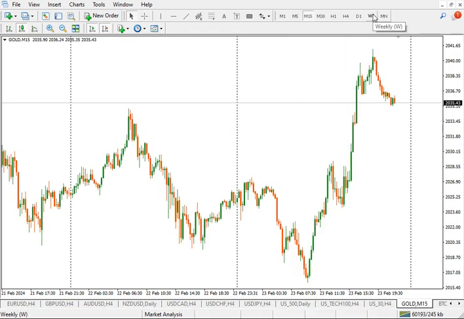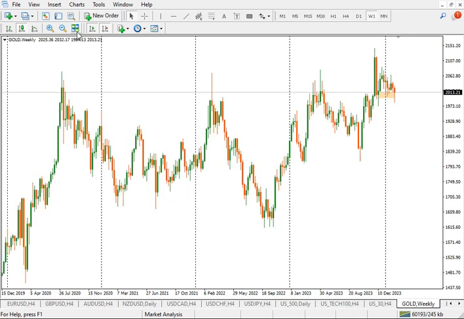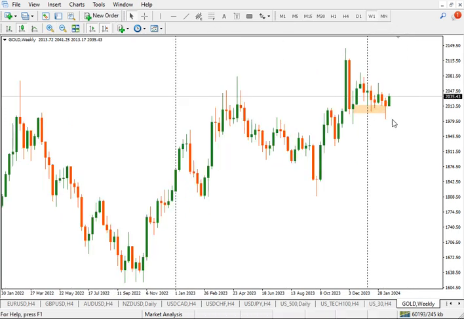So for gold, weekly time frame, we expected price to actually decline. Yes, I expected this to decline because I wanted dollar to go higher. Because dollar declined, this rallied higher, but it's still inside the range between this high to this low. It's still within the range.